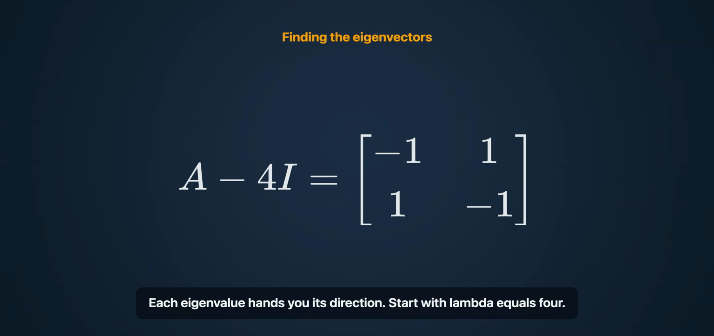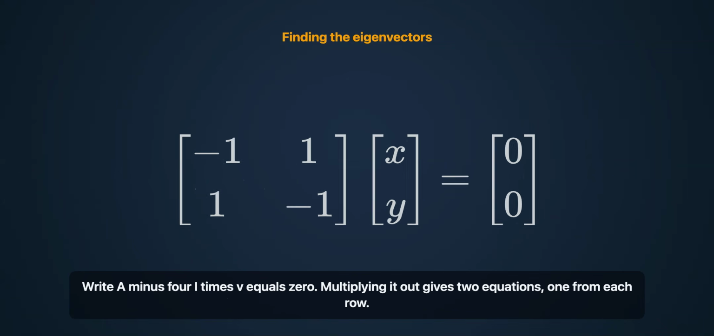Each eigenvalue hands you its direction. Start with lambda equals 4. Subtract it down the diagonal to get this matrix, and find the v it crushes to 0. Write A minus 4I times v equals 0. Multiplying it out gives 2 equations, one from each row.